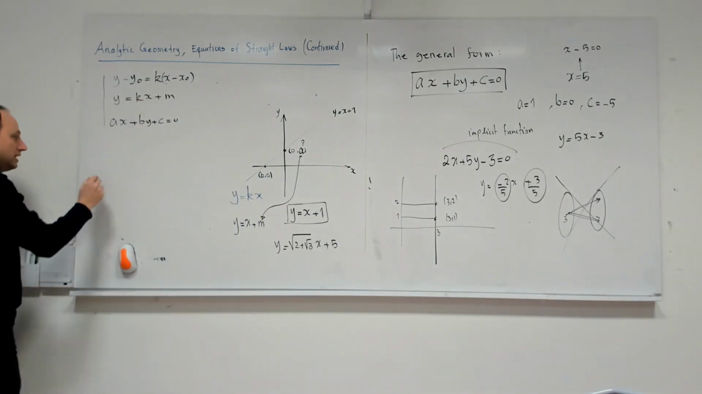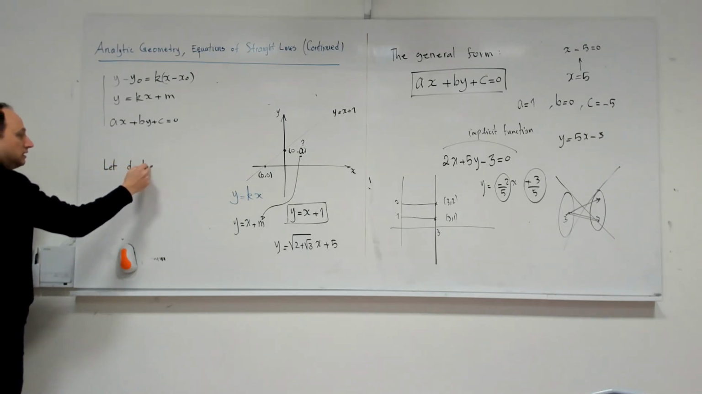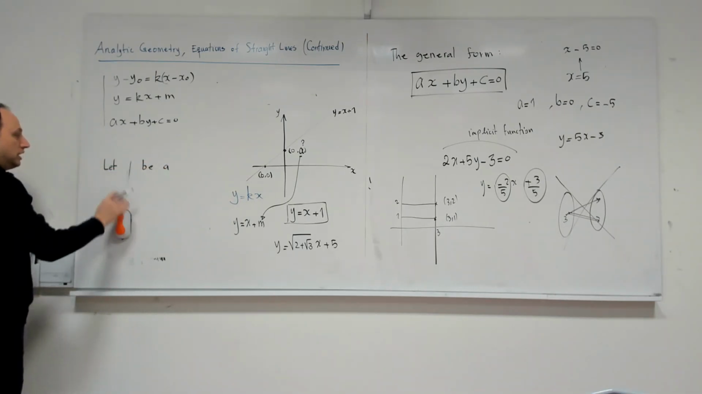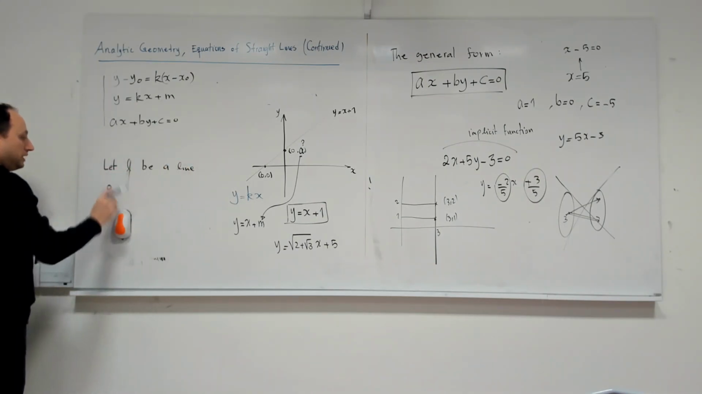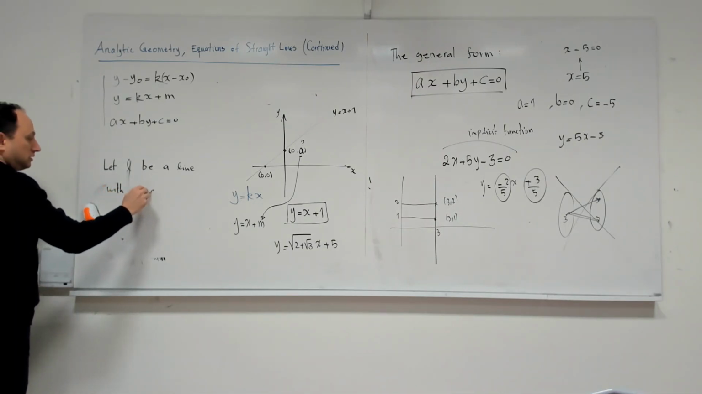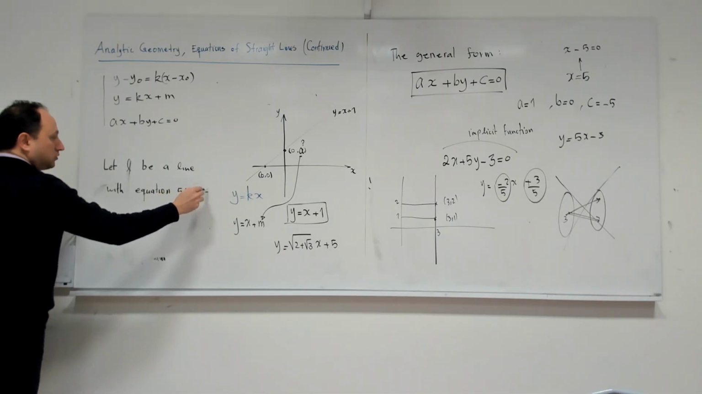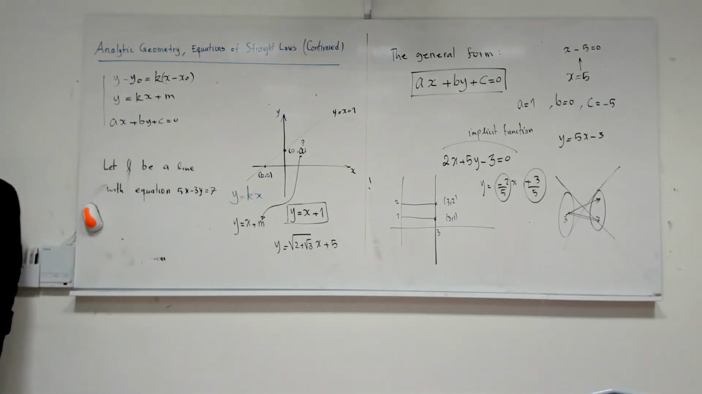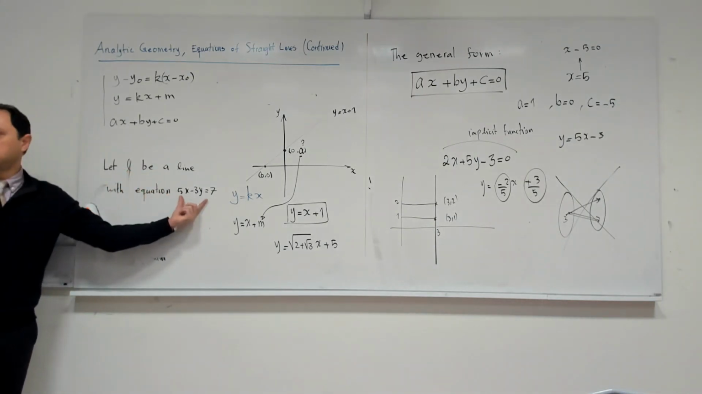I will write, let L be a line, let me write L for line, let L be a line with equation 5x minus 3y equals 7. So you shouldn't get confused by what Babak is saying. This is a line. Why?